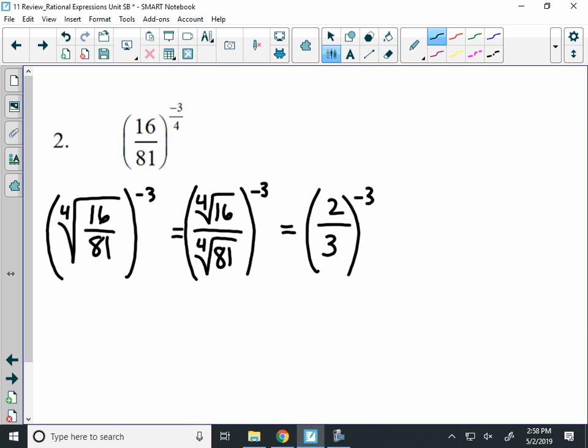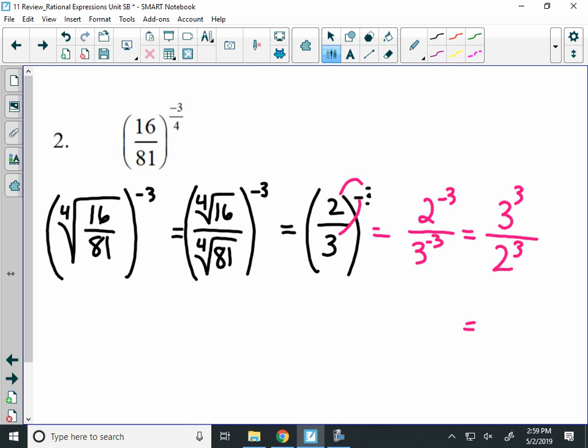Same thing we did in the last problem. Now let's distribute this -3 exponent to the 2 and the 3. So I'll have 2 to the -3rd over 3 to the -3rd. Because those are both negative exponents, we're going to flip the fraction to be 3 cubed over 2 cubed, and then simplify our answer, 27 over 8.